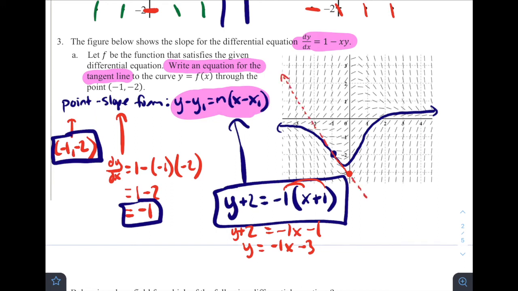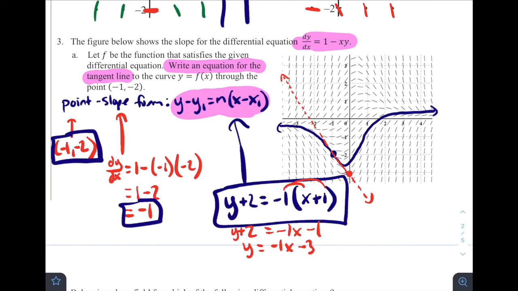This is the tangent line that we drew. And again, we know that a tangent line at a specific point should have the same slope. So what I'm saying is that this red line is the tangent line at the point (-1, -2), and visually that appears to be the case. So we can visually confirm that the equation we made makes sense for the given slope field and for this particular solution that we've sketched here.